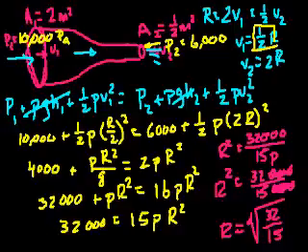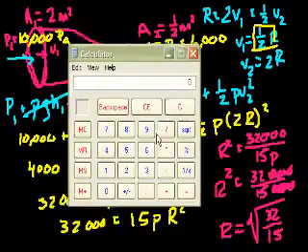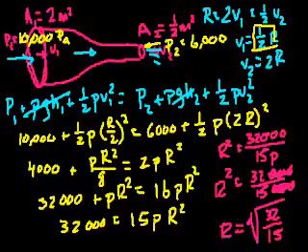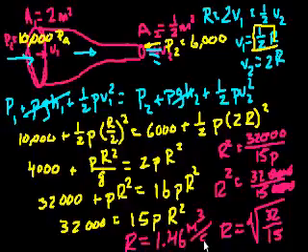Let me get my calculator. So I get 32 divided by 15 is equal to 2.1, and then I take the square root of that, 1.46. So the answer is R is equal to 1.46 meters cubed per second. That's the volume of water that is either entering the system in any given second or exiting the system in any given second.